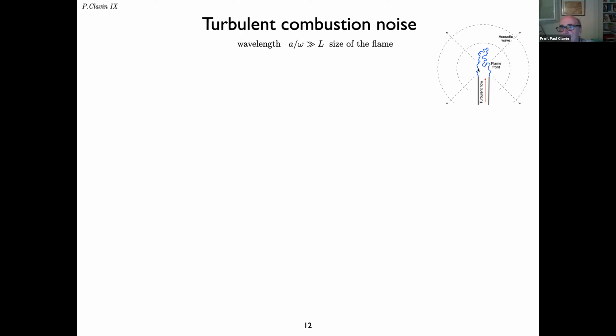You see, you have a turbulent flame that is going to emit sound in the free surface, and you consider the case where the wavelength of this sound, which is simply the sound speed divided by the frequency, is much larger than the flame.